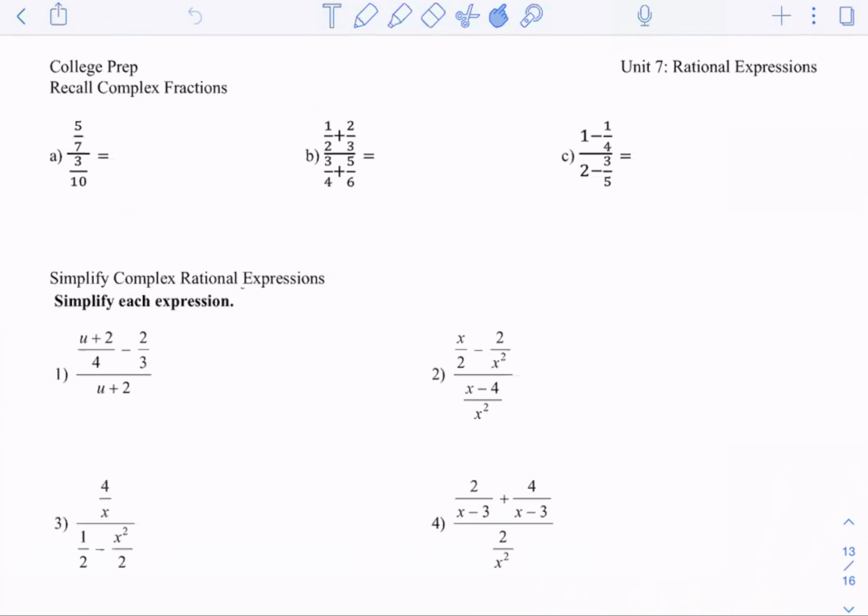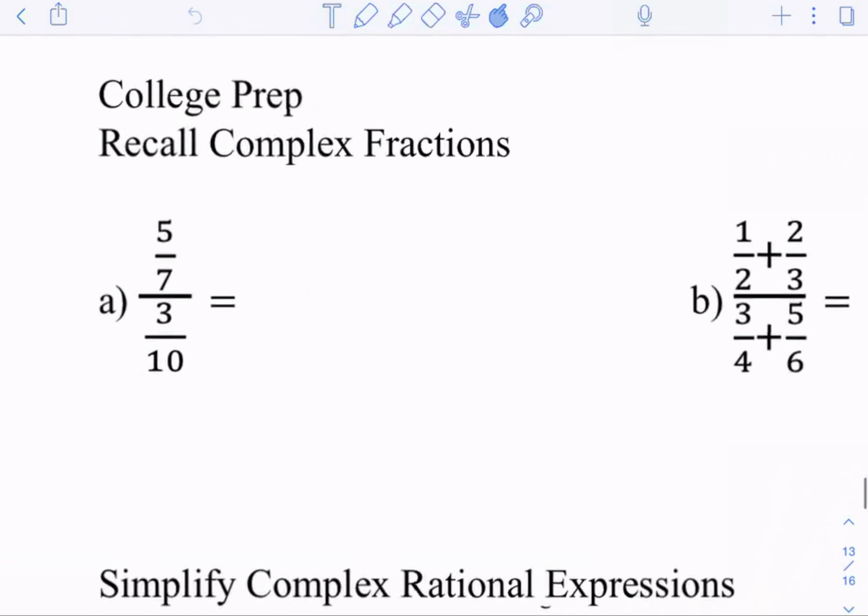Okay, so today our goal is to simplify a complex rational expression. So let's just recall what a complex fraction is. So if you take a look here, the complex fraction is a fraction within a fraction. So notice here you have a fraction on top and you have a fraction on bottom. So here we have 5/7 over 3/10.